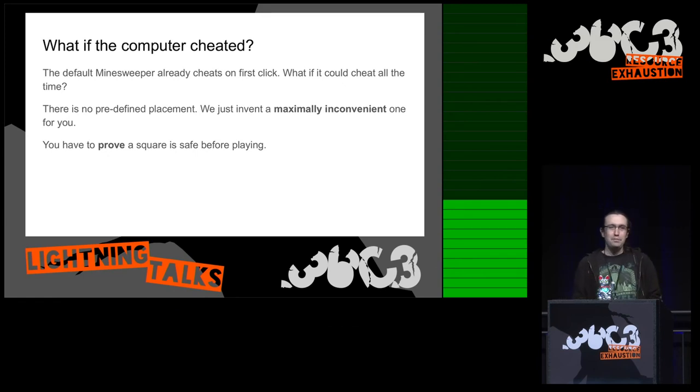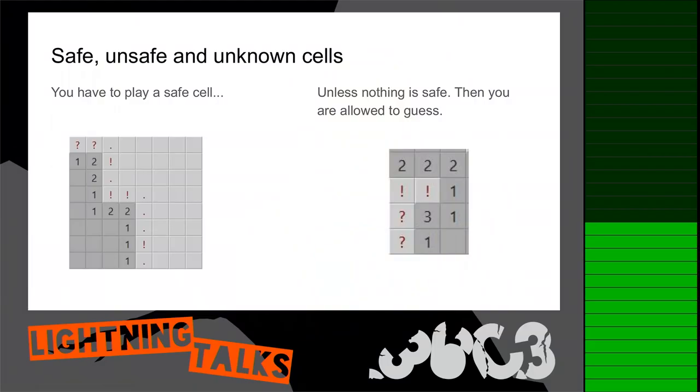So basically, if a square can contain a mine, it will contain a mine. So you have to be really careful. Use logic, reason, and basically prove that a square doesn't contain a mine before playing. In a sense, you could say that this Minesweeper is a full information game that you play against the computer. It's like chess, for instance. So this is how it looks.